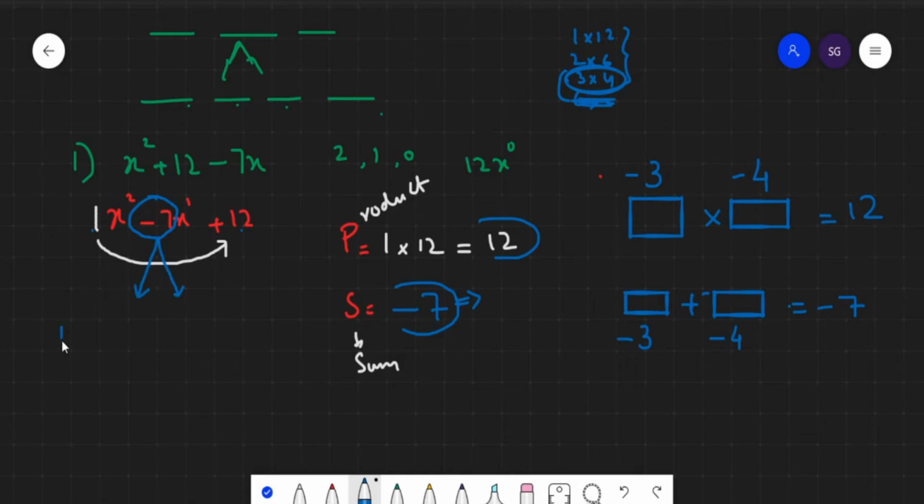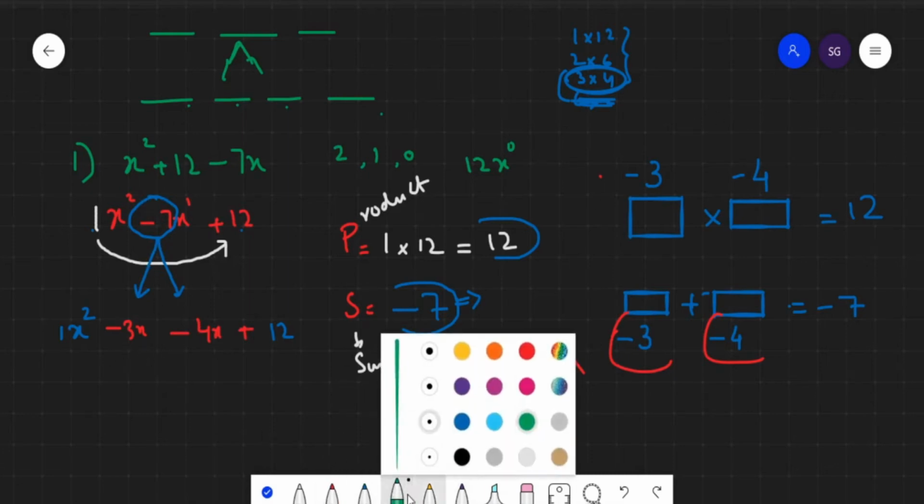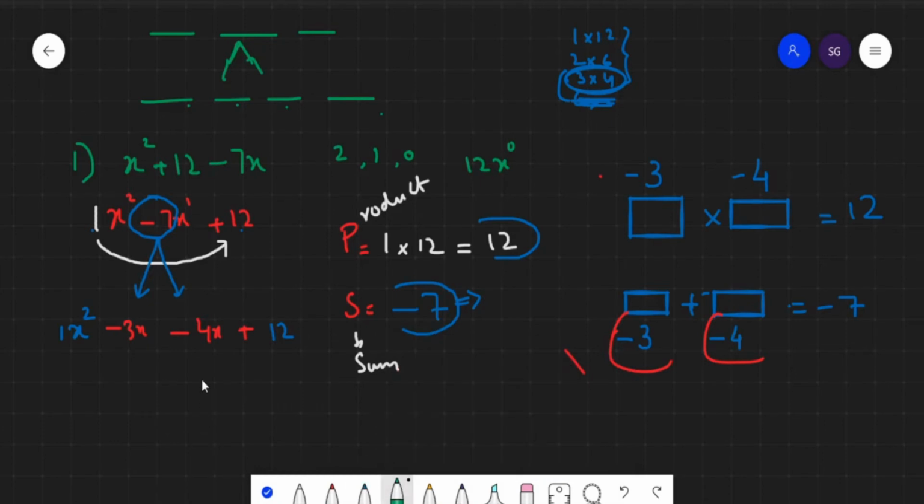So x squared as it is, and this 12 as it is, and I'm going to break this negative 7x into these two terms. We have negative 3 and negative 4, so this is negative 3x and this is negative 4x. So the idea is that if we have three terms, the midterm breaking is done according to this criteria. Once that is done, you have 4 terms, and now you can see how easy it is to factorize.